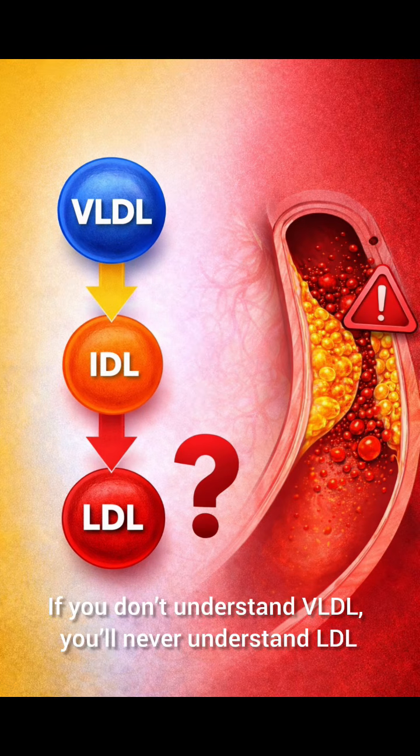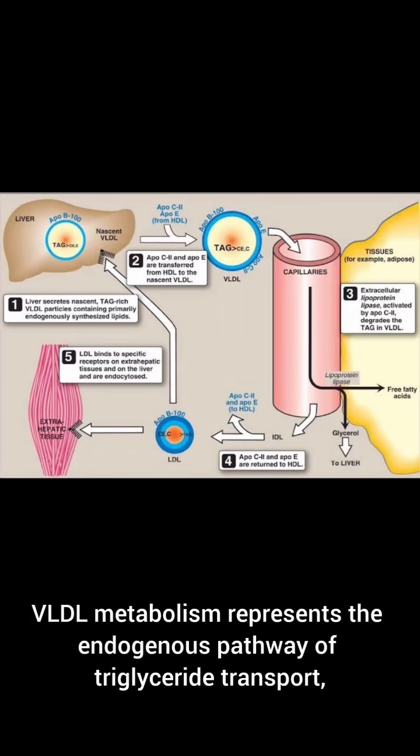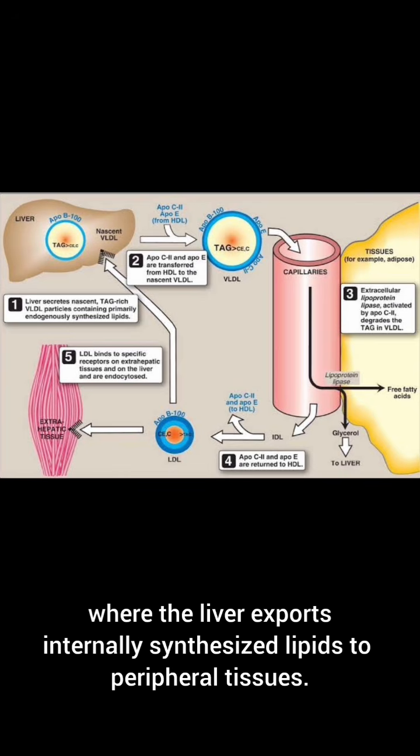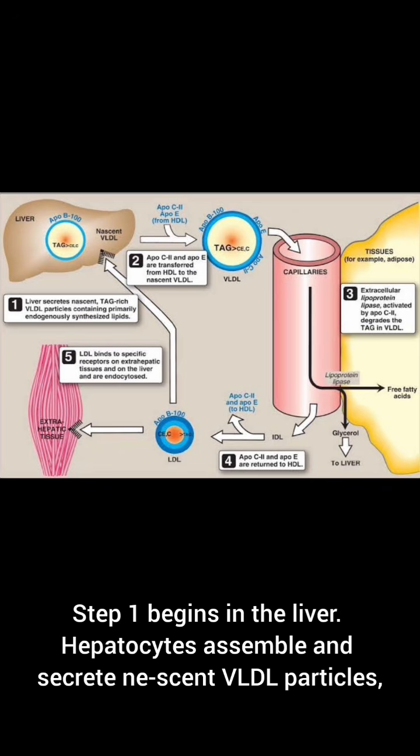If you don't understand VLDL, you'll never understand LDL. VLDL metabolism represents the endogenous pathway of triglyceride transport, where the liver exports internally synthesized lipids to peripheral tissues. Step 1 begins in the liver.